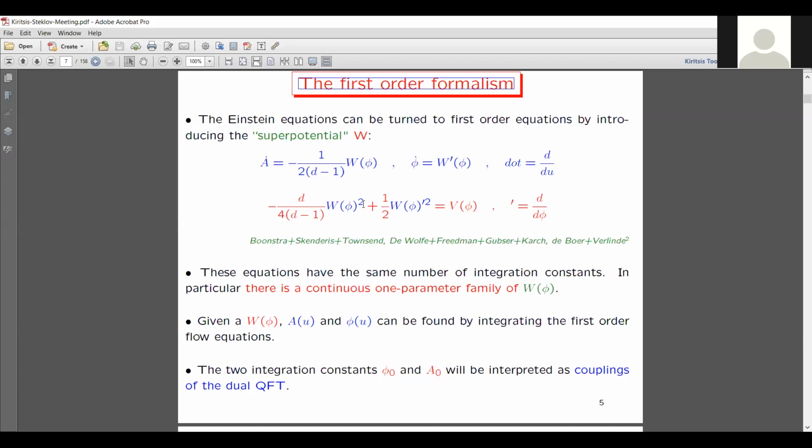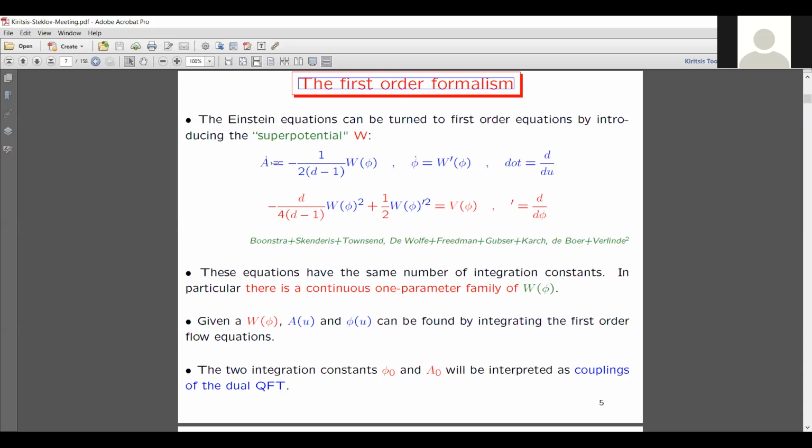Now, it is important to understand a little bit how it works with integration constants. The original system had three integration constants. And in fact, here we have two integration constants for the equations for A dot and phi dot, and we have one more integration constant here in the first-order equation. So for a given potential and for a given theory, the equation for the superpotential has a one-parameter family of solutions, and that matches, of course, what we expect from the original system. So there is a one-to-one correspondence between the two systems.